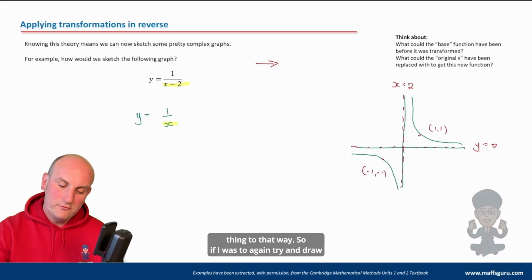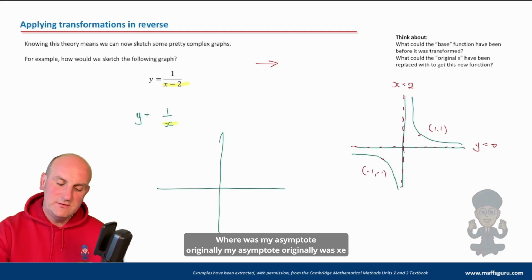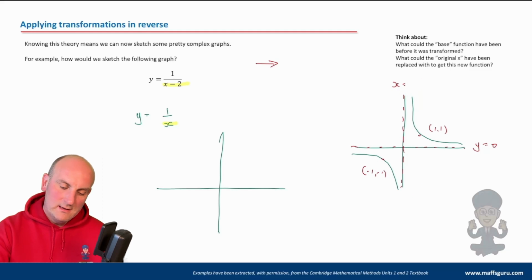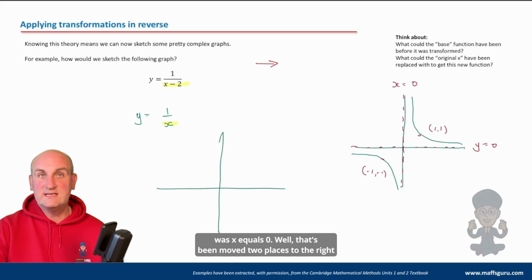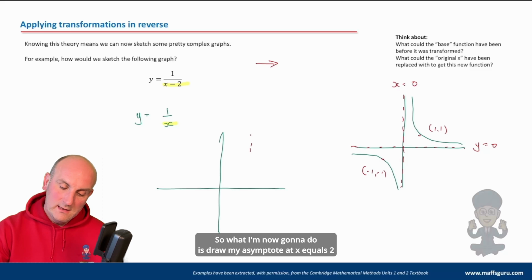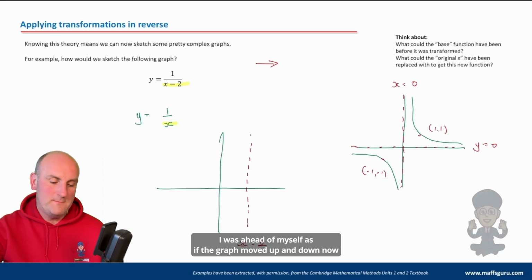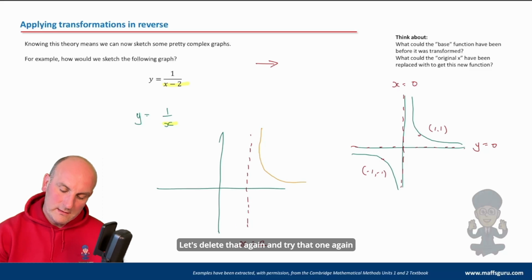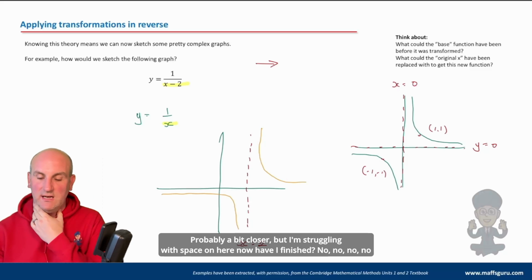So if I was to try and draw axes, where was my asymptote originally? My asymptote originally was, I don't know why I wrote x equals 2 there, by the way. That should be x equals 0. Yes, we knew my asymptote was x equals 0. Well, that's been moved 2 places to the right. So what I'm now going to do is draw my asymptote at x equals 2. I was ahead of myself. Has the graph moved up and down? No. So I can now draw a beautiful hyperbola here. Let's delete that and try that one again. Probably a bit closer, but I'm struggling with space on here.